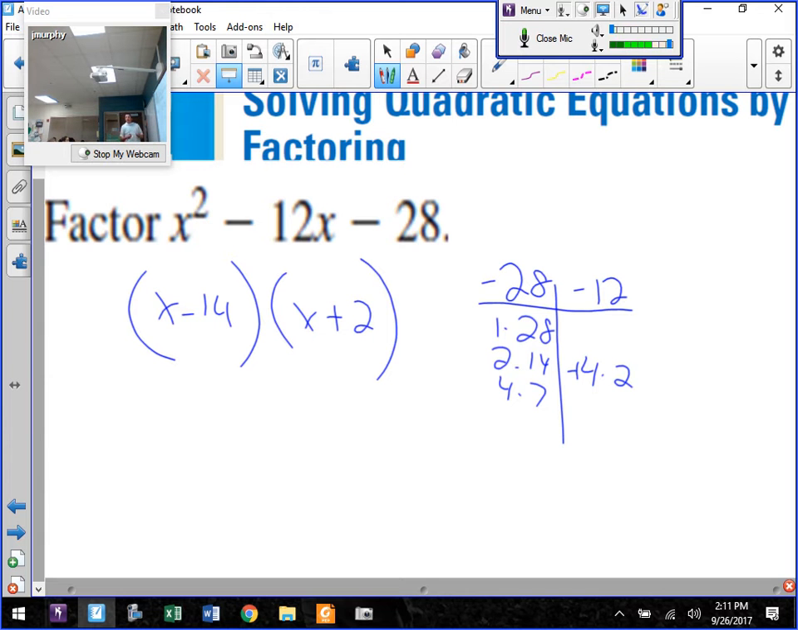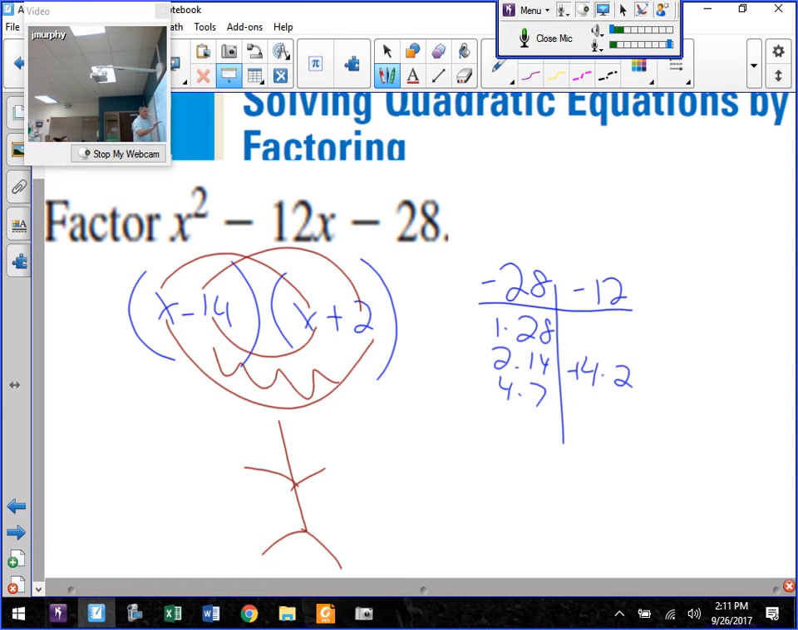Now, one of the things you guys could do then to check to see if you were right and not just a doofus, you could FOIL all that out, remember? First, outside, inside, last. So you could do the FOIL, first, outside, inside, last, otherwise known as Billy binomial.